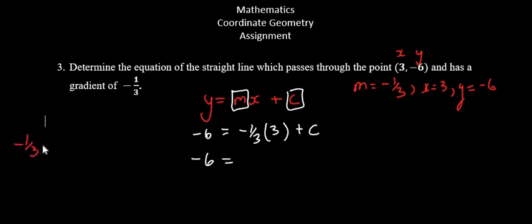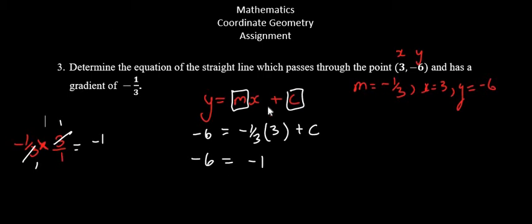-1/3 multiplied by 3, which can be written as 3/1. When we're multiplying two fractions, we can simplify numerator with denominator. So 3 into 3 goes once, and 3 into 3 goes once. And that leaves us with -1/1, which is still -1. And so we have -1 here.